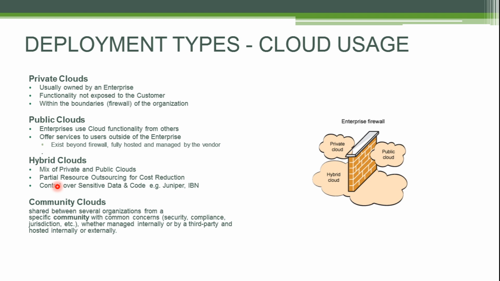So a company may choose to have a private cloud as well as a public cloud, where any service which is not that critical, or whose data is not that sensitive, they host in the public cloud, and anything which is critical and more sensitive, they host in the private cloud. So it's a mixture of both offerings, and then they decide what kind of data goes where.